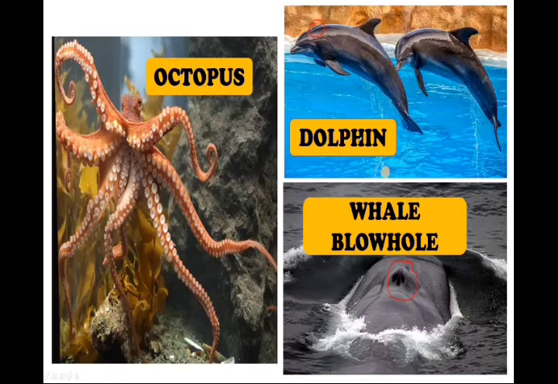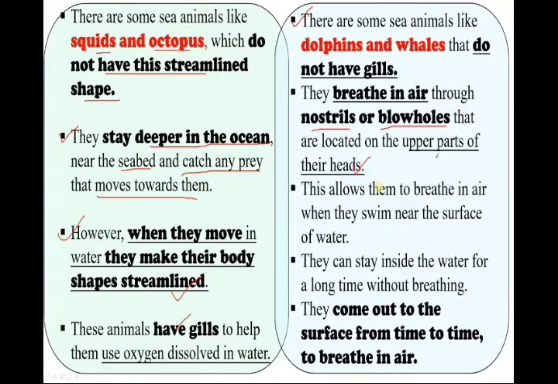And this is another adaptation of the dolphin and the blue whale. This allows them to breathe in air when they swim near the surface of the water. They can stay inside the water and they can stay outside. They come out to the surface from time to time to breathe in air. In water also they can breathe, and when they come out of the water, that time also they can breathe. That is one of the important adaptations of this.